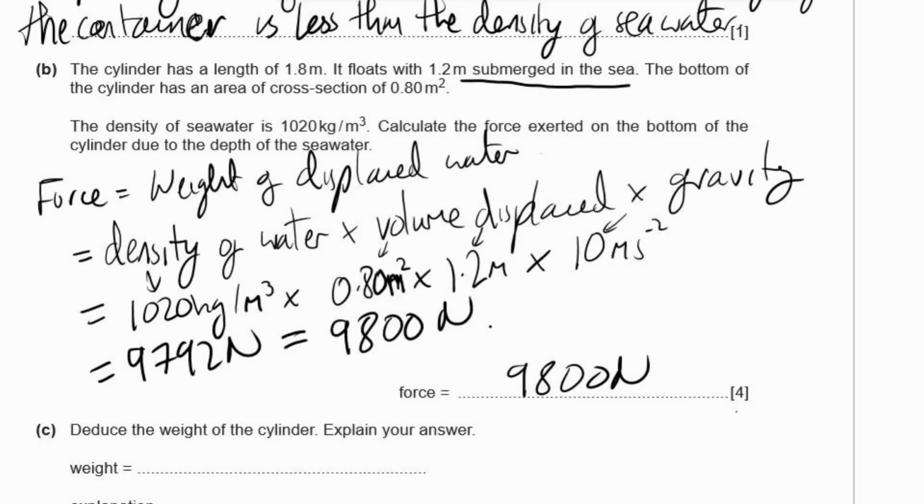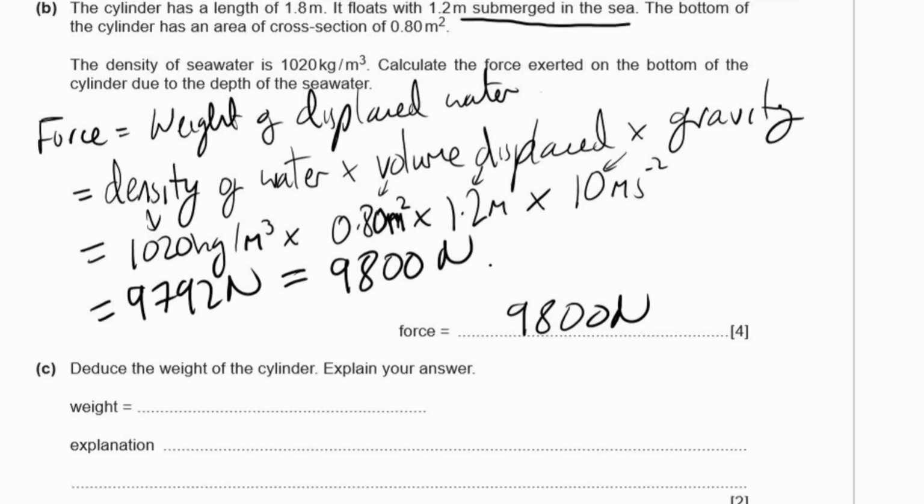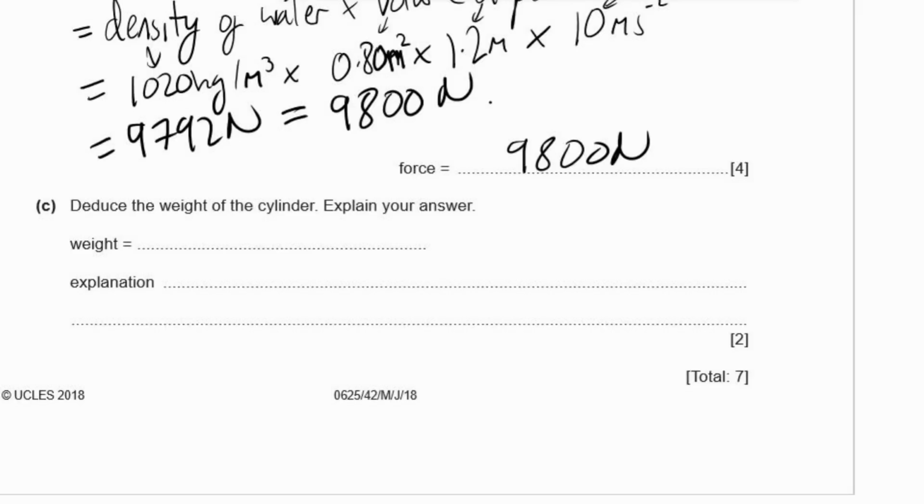There we go. Let's move on to the next part, part C. Deduce the weight of the cylinder and explain your answer. Okay, well the weight of the cylinder will be equal to 9800 newtons. That's the force that's pushing it down into the water, and it's being met by this force pushing it back up. The explanation, how do I know that's a force? Because the resultant force equals 0.